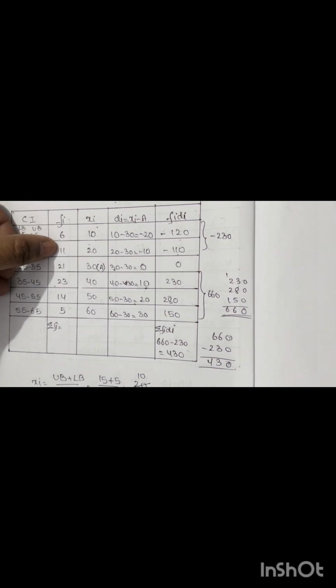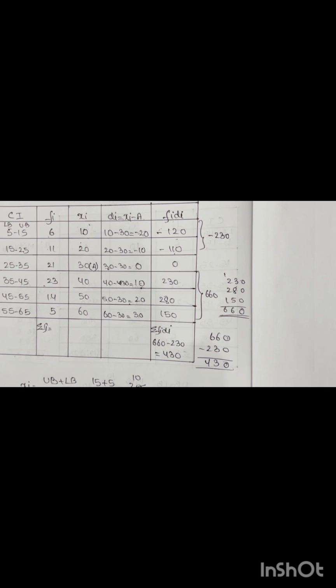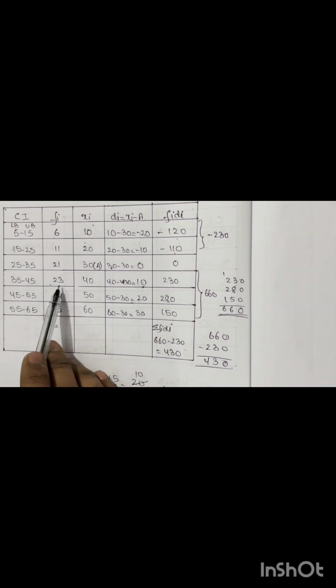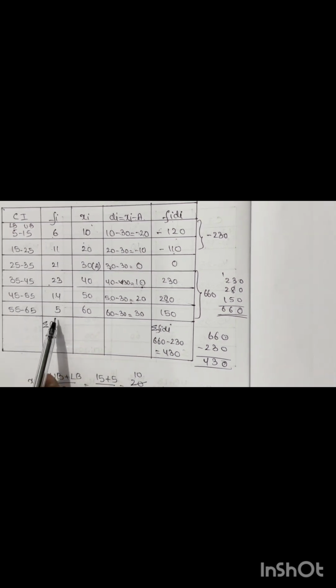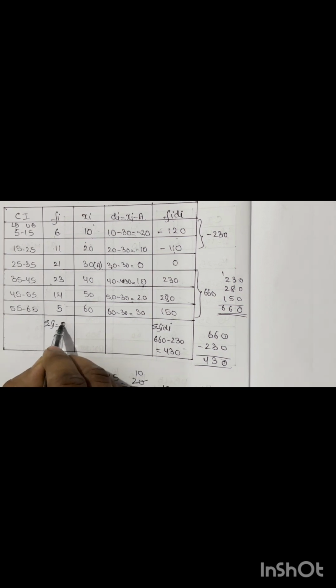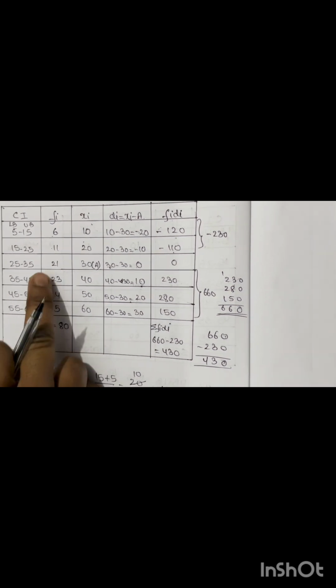Now add all these together, sigma fi. Now 6 plus 11 is 17, 17 plus 21 is 38, 38 plus 23 is 61, 61 plus 14 is 75, 75 plus 5 is 80. We have calculated the values of all the columns.